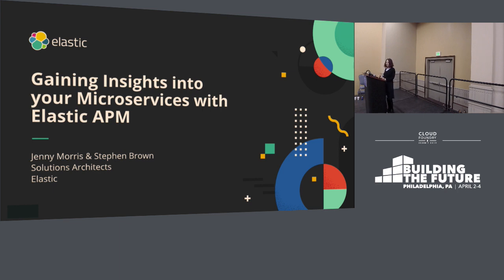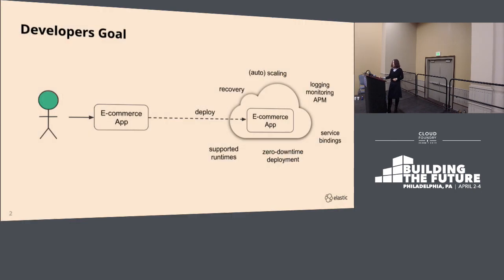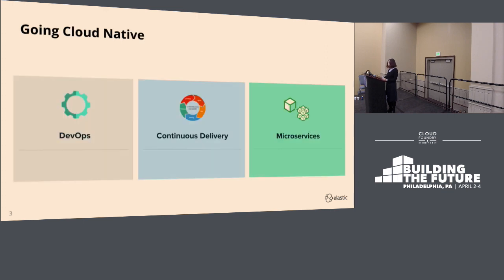We are solutions architects at Elastic, and today we will be talking about gaining insights into your microservices with Elastic APM. At the end of the day, it all comes down to business outcomes. As developers, we want to be able to deploy our application into a cloud environment where scaling, auto recovery, logging, monitoring, APM service binding, and zero downtime deployment have all been taken care of for us. And we know that cloud native is the way to go.